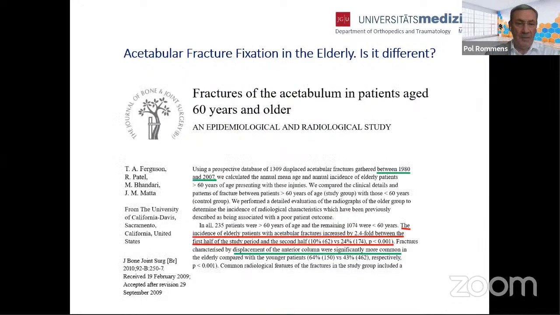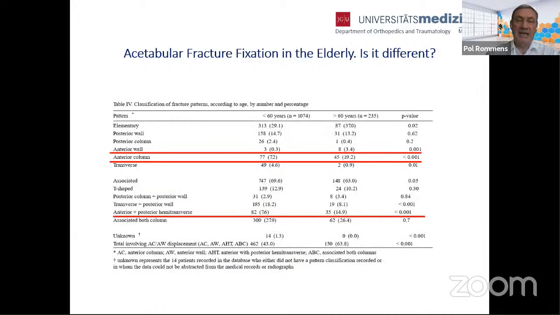Ten years ago, Joel Matta from Los Angeles published this paper, and he looked back at his operated acetabular fractures between 1980 and 2007. In the abstract of his paper, he said that the incidence of elderly patients with acetabular fractures increased by 2.4 between the first half of the study period and the second half. And fractures characterized by displacement of the anterior column were much more common than pathologies of the posterior column. Here you see one of the statistics of his paper, and you see anterior wall fractures, anterior column fractures, and anterior wall or column plus posterior hemitransverse fractures significantly increased in incidence in this period of time.